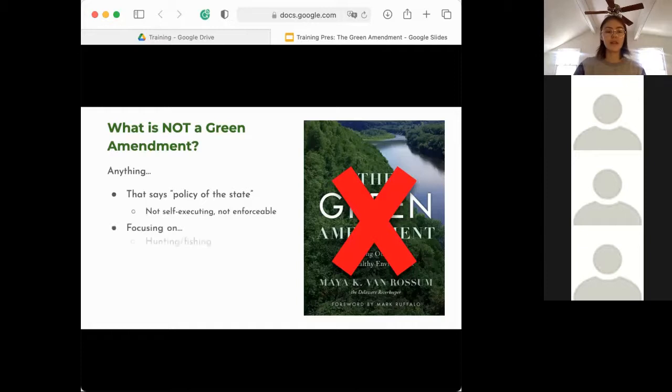And anything focusing on hunting or fishing or land preservation. A lot of states talk about some of these things in their Bill of Rights or elsewhere in their constitution. They sound vaguely environmental. They're about access to the environment, preservation of the environment, but they're not designating human rights. And if they're not assigning human rights, then they're not a Green Amendment. They're not what we're looking for. And of course, if it's not in the Bill of Rights, it doesn't put these environmental rights on par with other rights, which again is part of the essence of what we need in a Green Amendment.